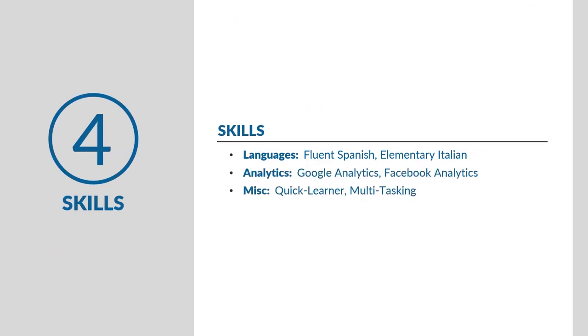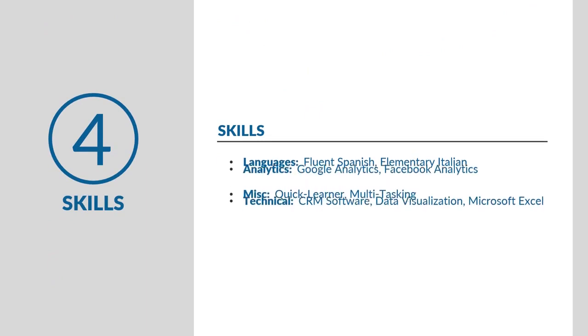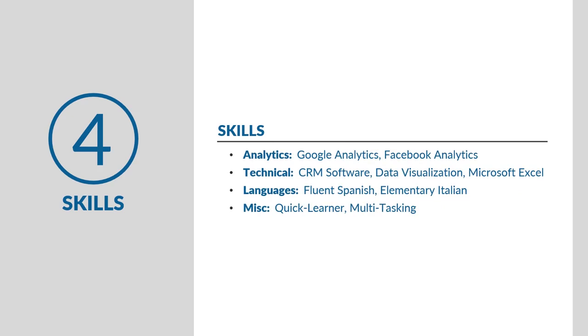Listed skills should be relevant to the job you're applying for, with the most relevant skills at the top. Prioritize highlighting technical skills, including the names of the major software platforms you know how to use that are relevant to the job, such as Salesforce, Tableau, Google AdWords, or SQL, for example.